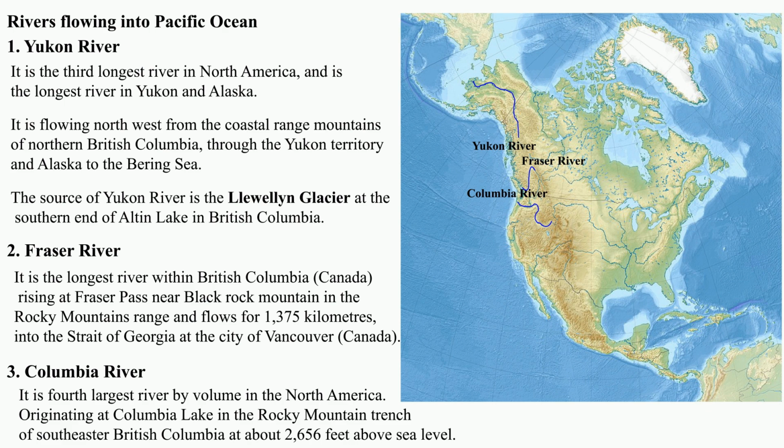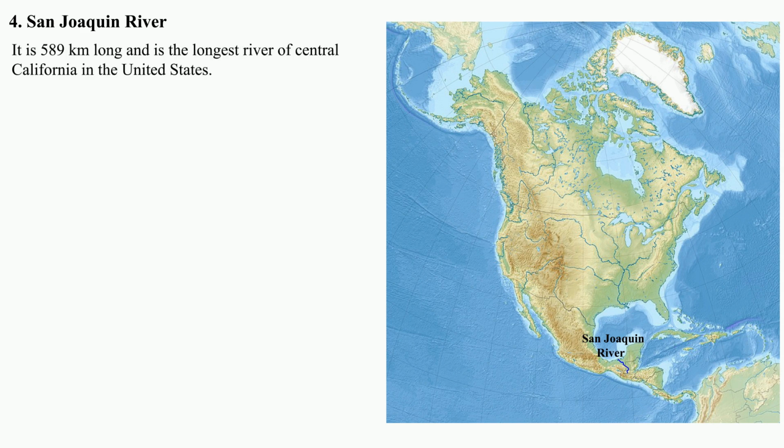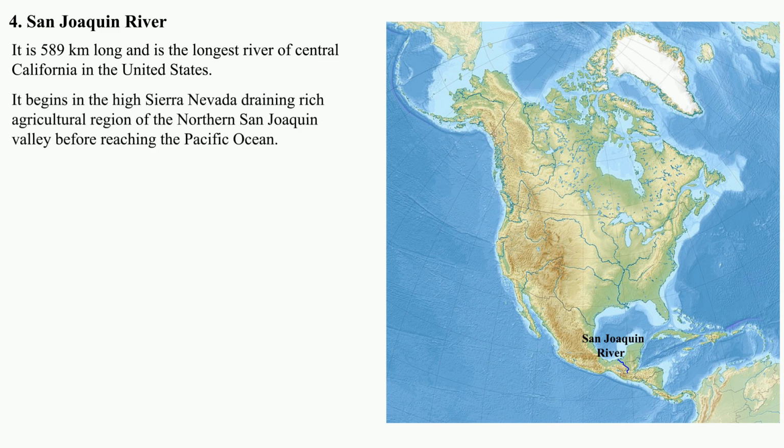Now the next important river is the San Joaquin River. It is the longest river of Central California in the United States. So it is the major river of California. It begins in the high Sierra Nevada, so it originates from the mountains of Sierra Nevada, draining the rich agriculture region of the northern San Joaquin Valley before reaching the Pacific Ocean. And that is why it is known as the San Joaquin River, because of the name of the valley, Northern San Joaquin Valley.